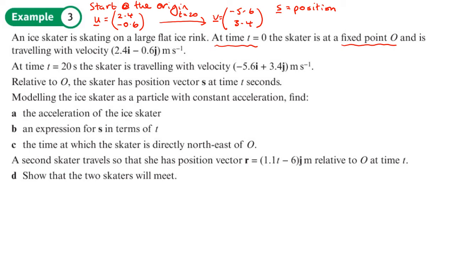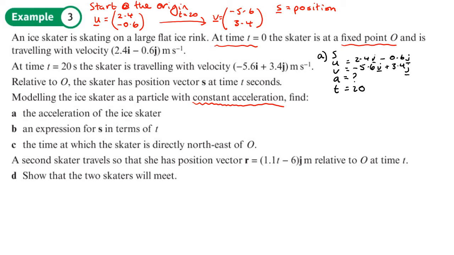Modelling the ice skater as a particle with constant acceleration. Constant acceleration means you're going to be using SUVAT. Find the acceleration of the ice skater. Okay, so the first thing we do, we write down SUVAT, S-U-V-A-T. We're trying to find the acceleration. At time 20 seconds, their velocity is this, negative 5.6 I plus 3.4 J. I'm just writing it I and J for space reasons, but I'm going to use columns in my working. U is this, 2.4 I minus 0.6 J.